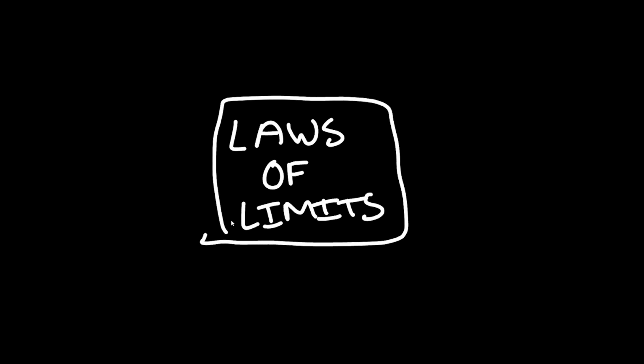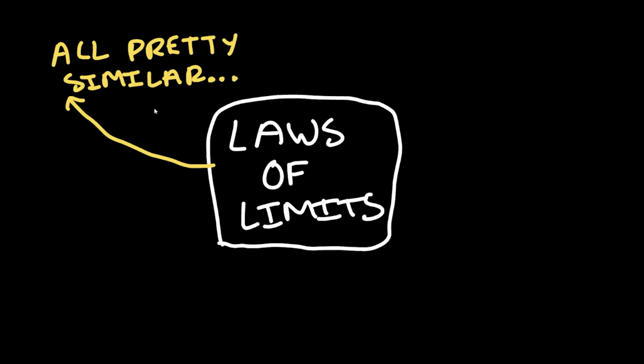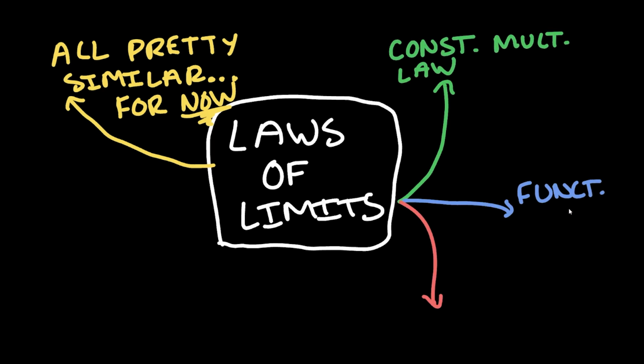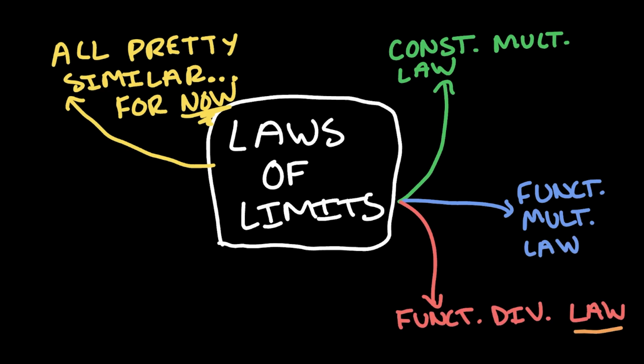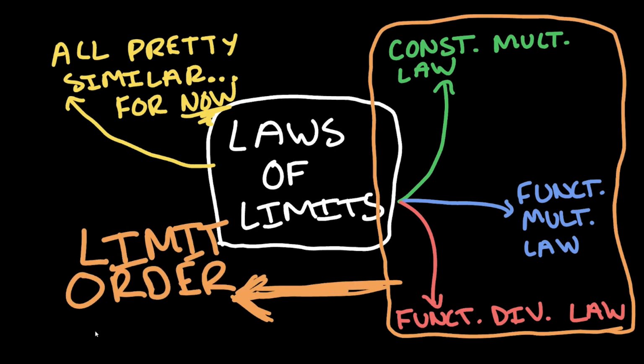So what are the key takeaways we've learned about our laws of limits so far? Well, if you ask me, I think it goes to show that they're all pretty similar. For now, that is. But really, I think the most important, all-encompassing aspect of all of this, whether you're talking about the constant multiplication law, the function multiplication law, or the function division law, is that they all are comprised of the same concept. And that is, limit order doesn't matter.